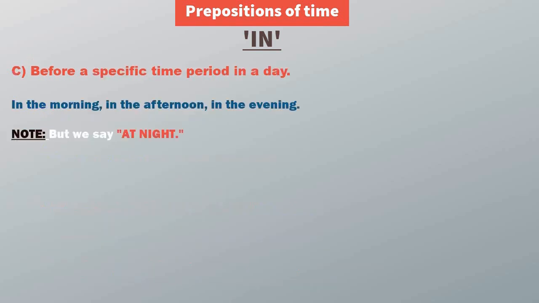We also use in to refer to a time period within a day, like the morning, the afternoon, the evening. Guys, morning again is a period of time. Evening again is a period of time. So we use in with it. In the morning, in the evening, in the afternoon. I'll call you in the morning. I'll call you in the afternoon. I'll call you in the evening.